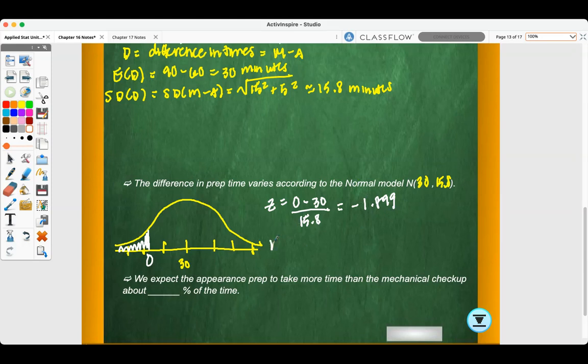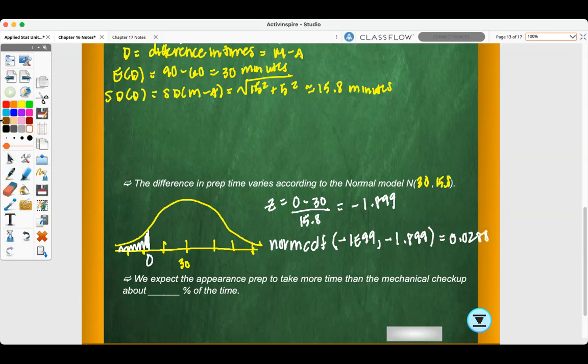Or you can use your calculator and use normalcdf, which is under distribution, which is the second in Barsky. We're going from negative infinity up to 0. So you'd put negative 1E99 in your calculator. The E is the double E button above the 7, which you have to press second for. Up to, excuse me, not up to 0, up to our standardized score of negative 1.899. And you will get about 0.0288.